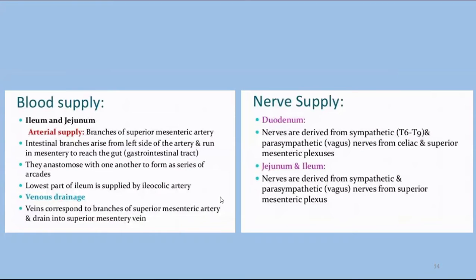Nerve supply. For the duodenum, we have nerves derived from the sympathetic T6 to T9 and the parasympathetic vagus nerve, from the celiac and superior mesenteric plexuses. And for the jejunum, we have nerves derived from the sympathetic and parasympathetic vagus nerves from the superior mesenteric plexus.